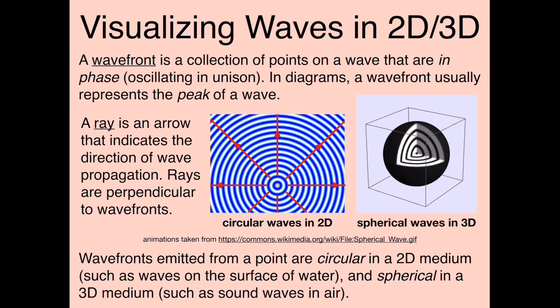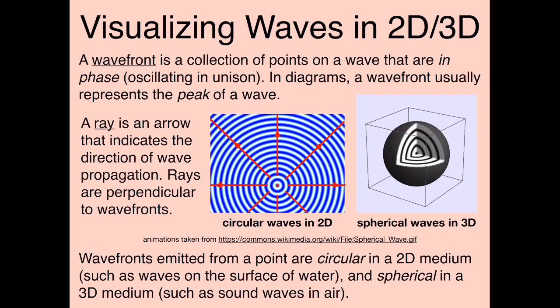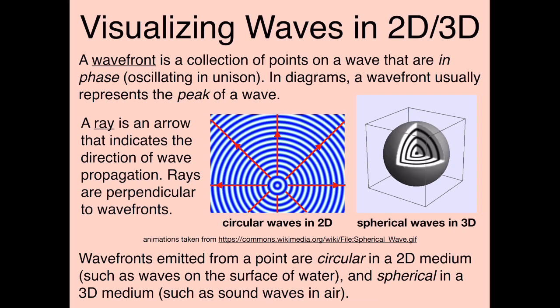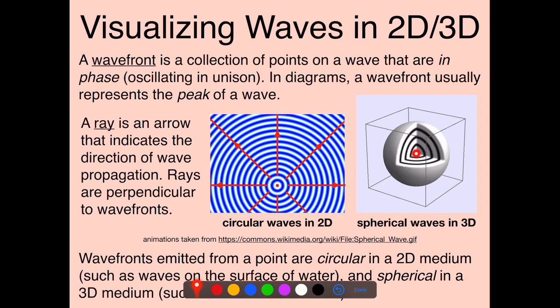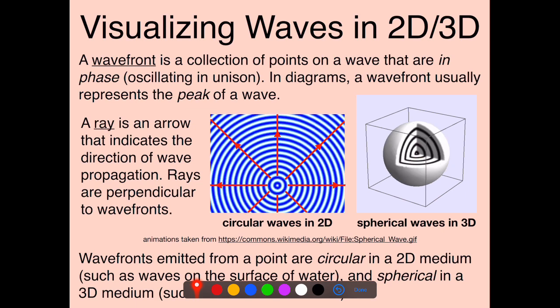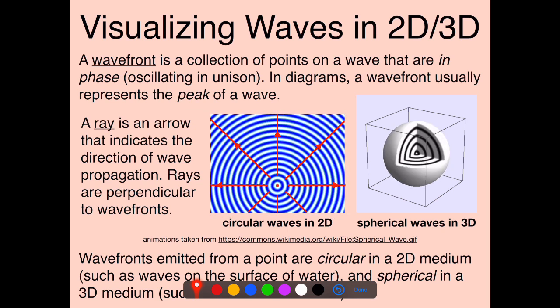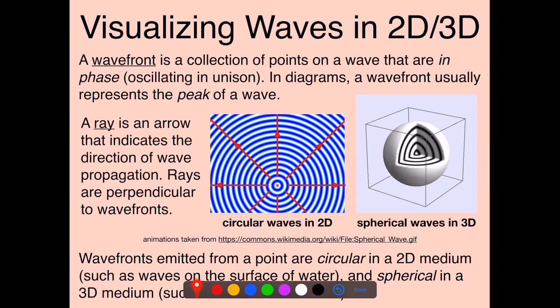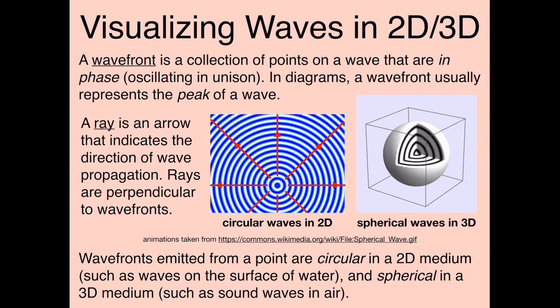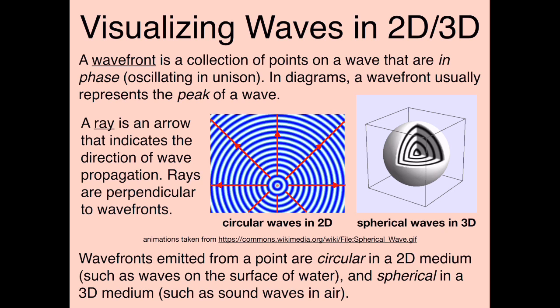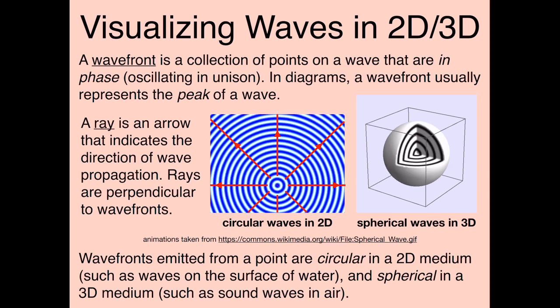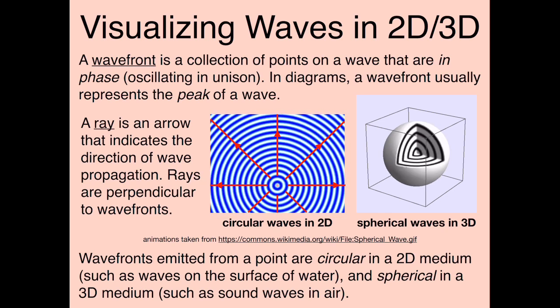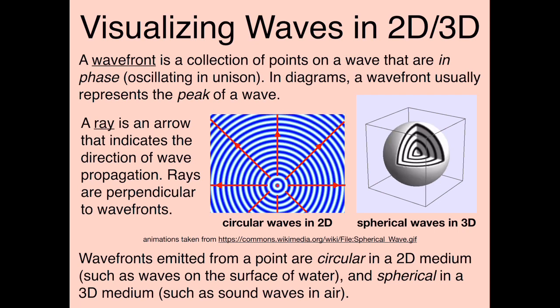So in that case, your wave fronts are going to be spherical. So here we have a point that's emitting waves. So that's the source of the waves right here. And it's emitting these wave fronts that move outwards in all directions, just like in the two-dimensional case. But instead of being circular, the wave fronts are now spherical. Okay? So that's how we can visualize waves that move in 3 dimensions.